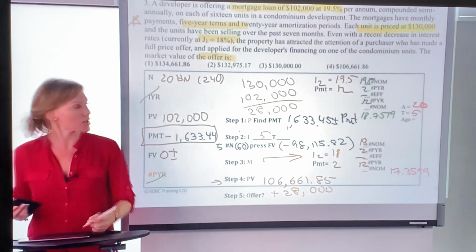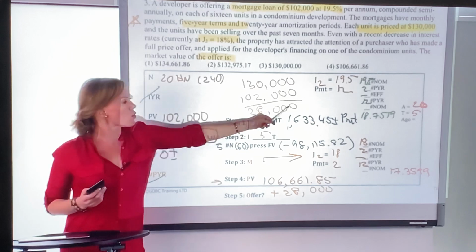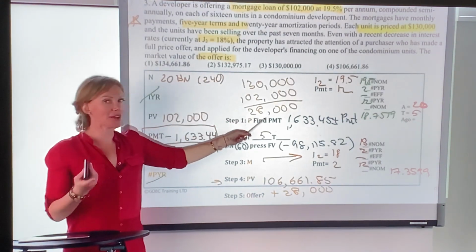Put a star next to this question. This is the question they like on the exam quite often when they give you a developer and they hide the cash away. So that 28,000, did you get how I got it? Unit price minus the mortgage, that's how much you need to add to the transaction.